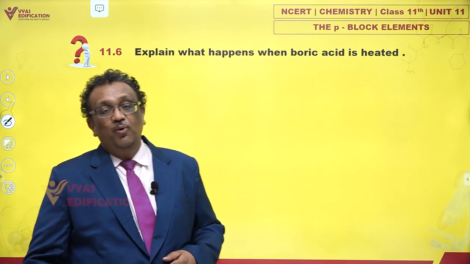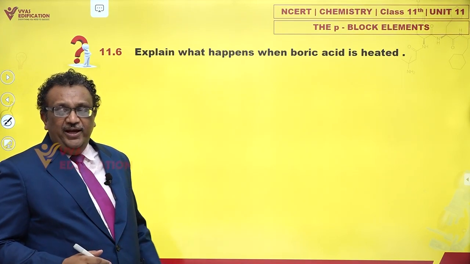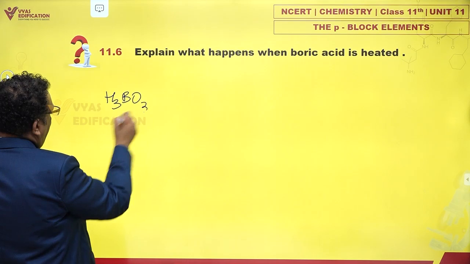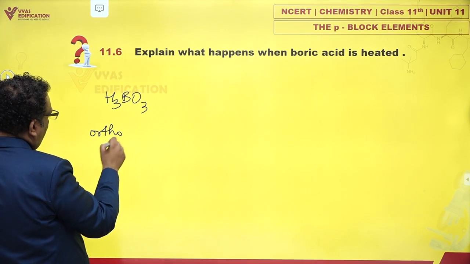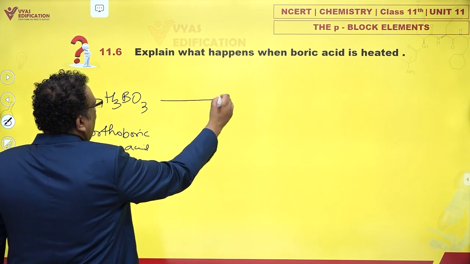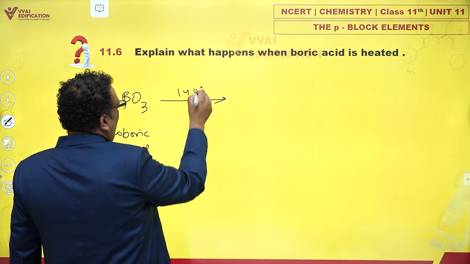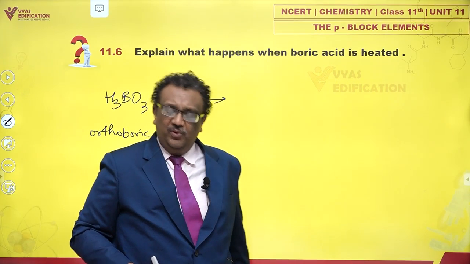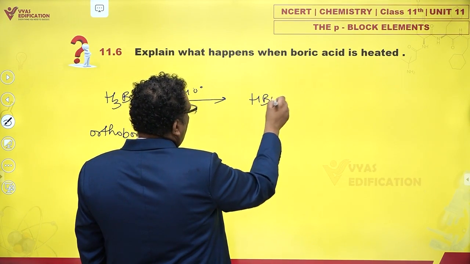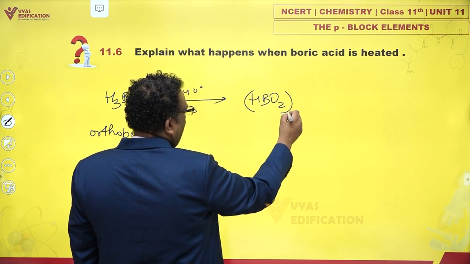What happens when boric acid is heated? Now, if you heat boric acid, what is boric acid? It is H3BO3, and this is also called ortho boric acid. You heat it to around 140 degrees Celsius. Okay, it loses some water and it forms metaboric acid, (HBO2)n.